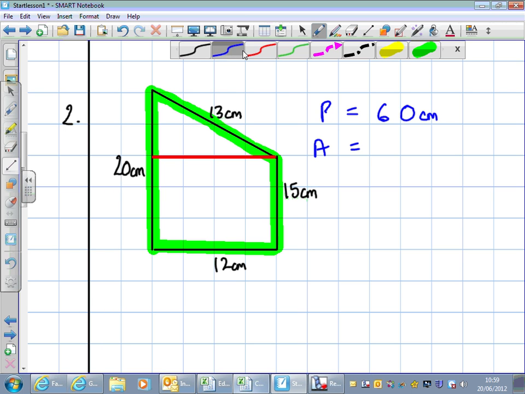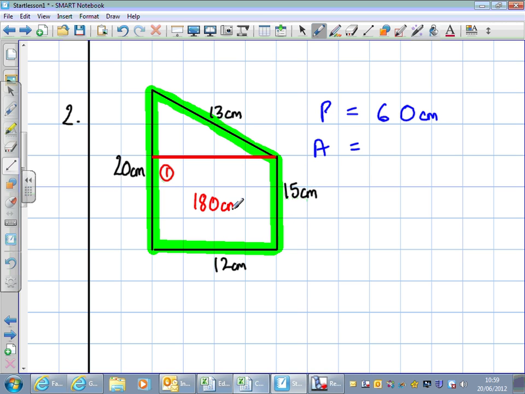Fine for the rectangle, we can see that the area is base 12 times 15. 12 times 15, 180 centimeters squared. But what about this triangle? It's not immediately obvious what the height is and what the base is. Well, let's start with the simplest one. The base must be 12 centimeters. The length there is the same as the base of the rectangle.